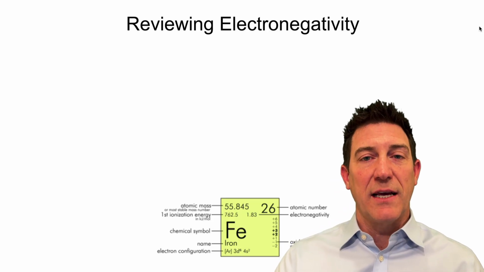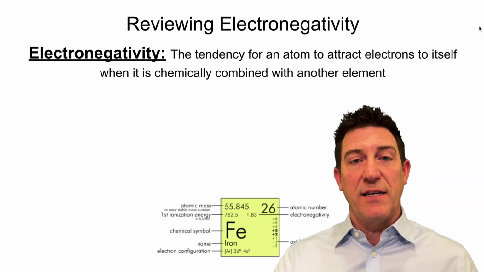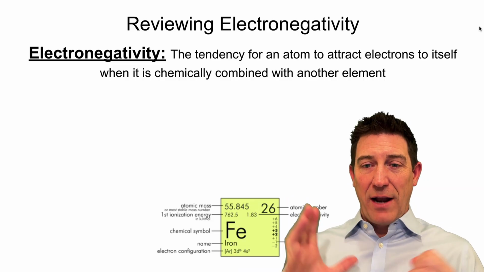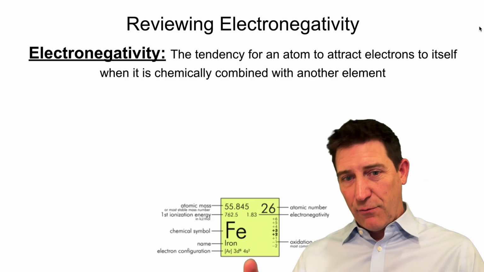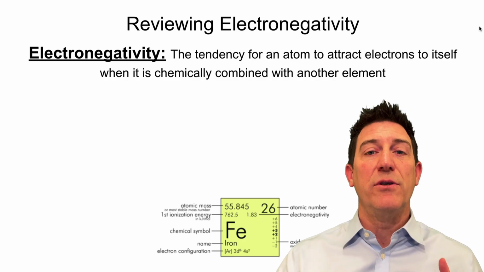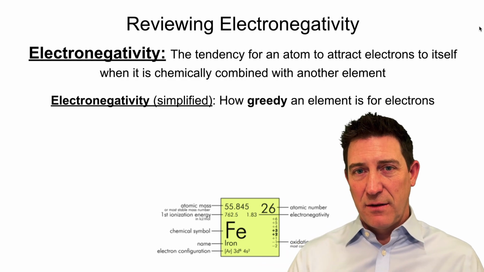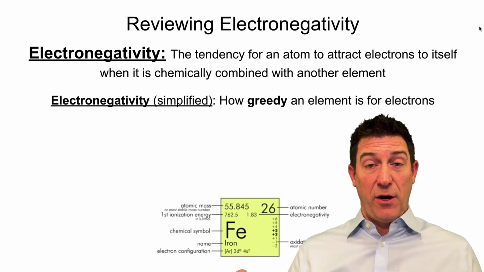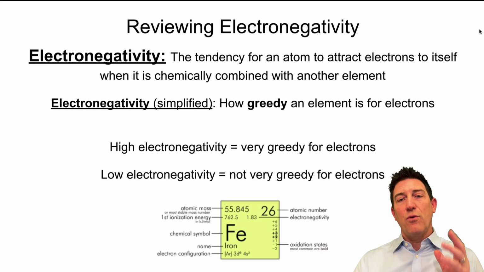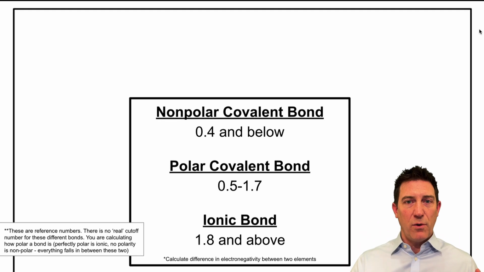Well, we need to go back to a lesson on electronegativity. Every element has a specific electronegativity, and the technical definition is the tendency for an atom to attract electrons to itself when it's chemically combined with another element. I don't ever use that definition in my class. I always use this one. Electronegativity is how greedy an element is for electrons. Some elements are very greedy for electrons. Some elements are not very greedy for electrons. So the electronegativity will tell us if it's greedy enough to steal electrons from another one.